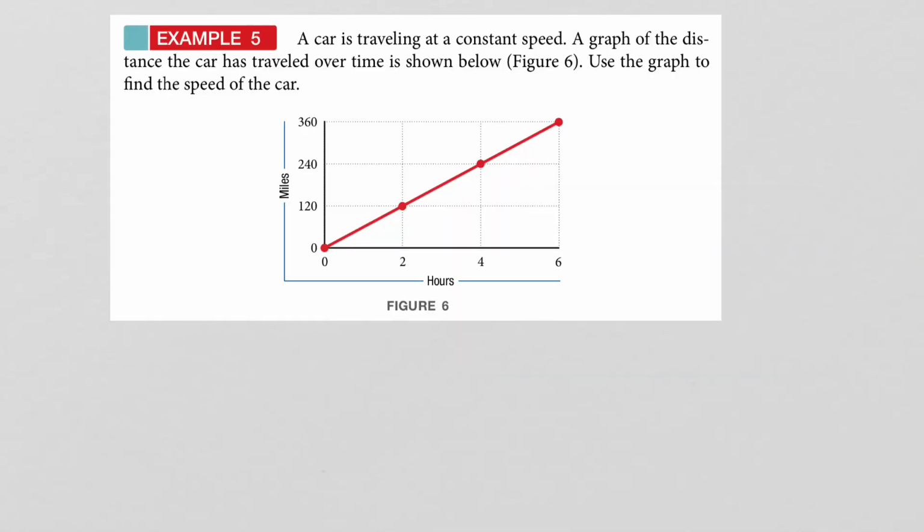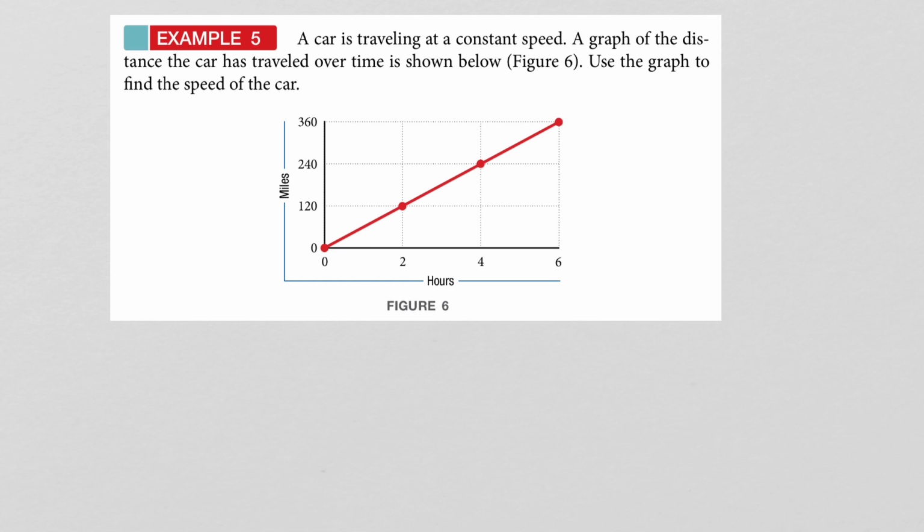We can also use the slope of a line to find the speed of a moving object. So in this example, a car is traveling at a constant speed. The graph of the distance of the car, so this is distance here, has traveled over a period of time in hours down here is shown on this graph. Use the graph to find the speed of the car.